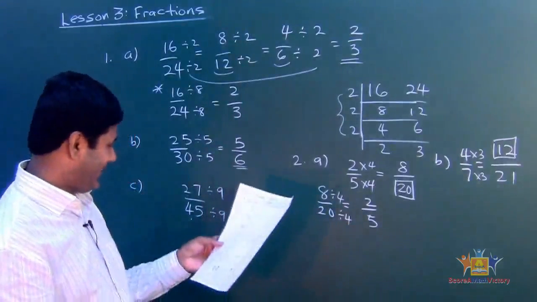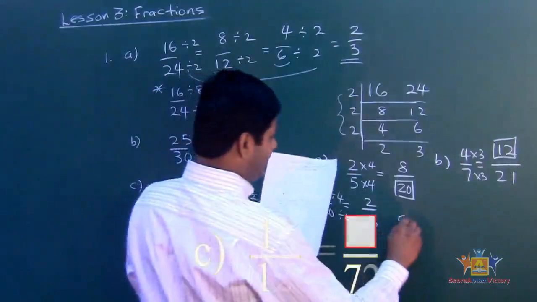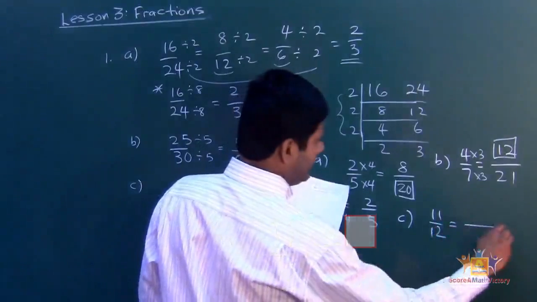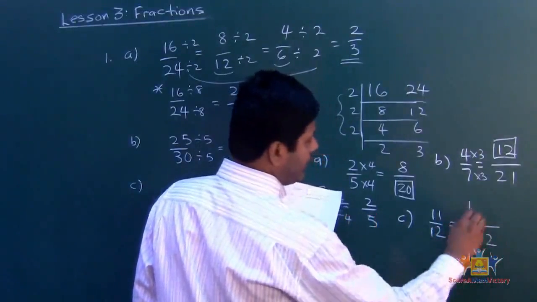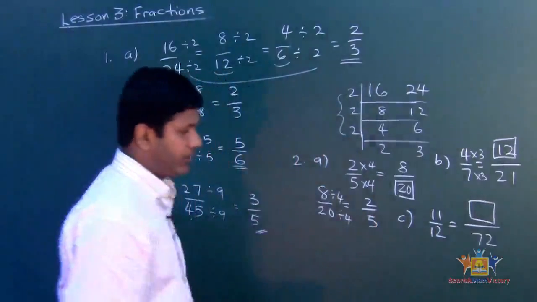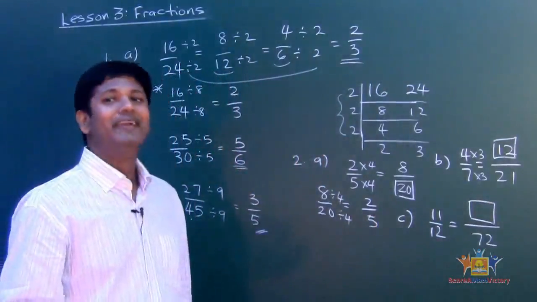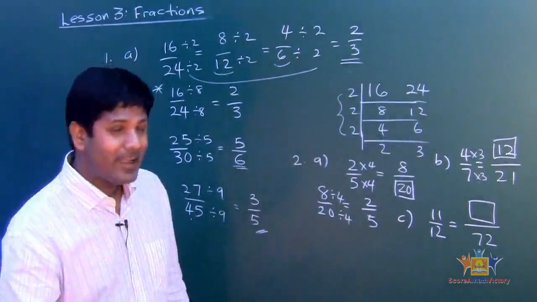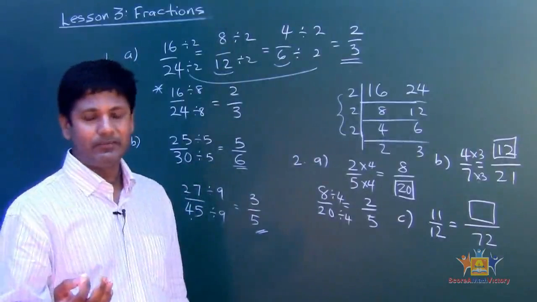Okay, good. Let's look at number C. Now C, you're given 11 over 12. They give you 72 for the denominator, and they want you to find the numerator. How do we do it? Very good. 12 times 9 equals 70.